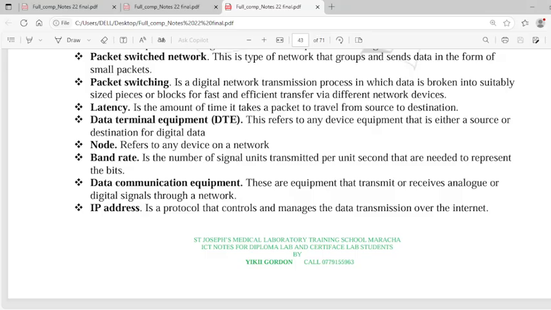Then baud rate. Baud rate is the number of signal units transmitted per second that are needed to represent the bits. Then data communication equipment. These are equipment that transmit or receive analog or digital signals through a network.